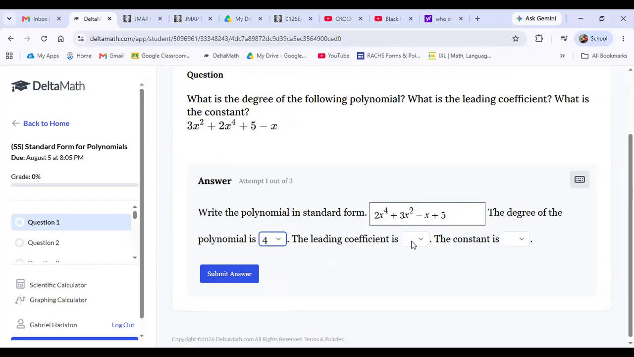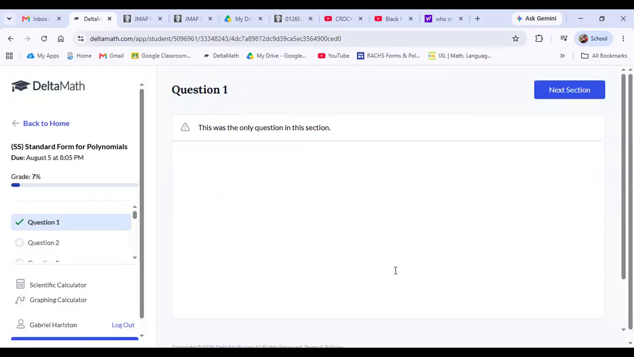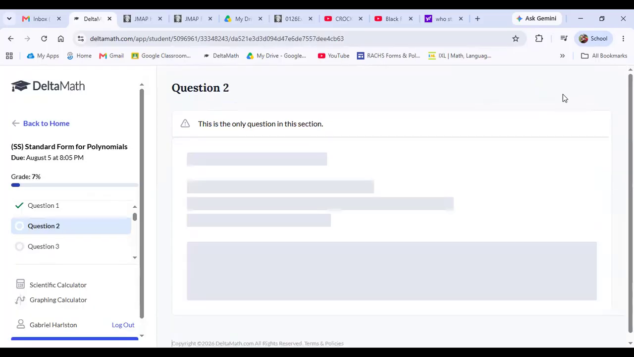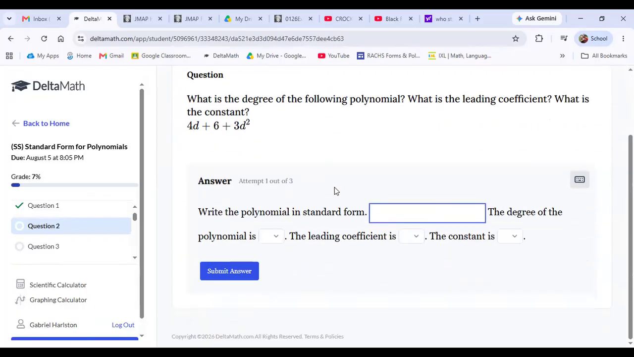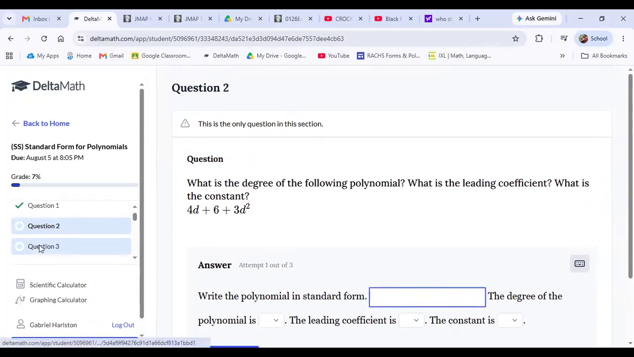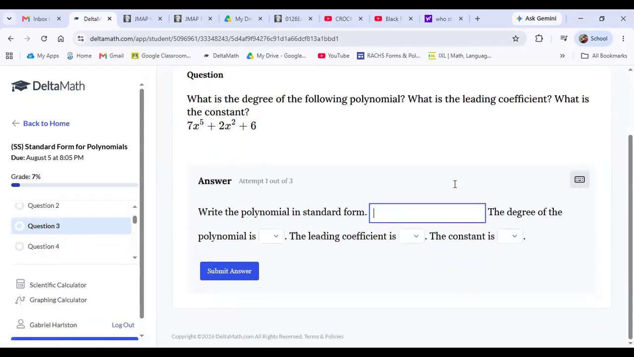What's the leading coefficient? The leading coefficient is 2. What's the constant? The constant is 5. And then that's it. Submit it. It says, nice job. Okay, let's do another one. Right. So this one, actually, I don't like this one. Let's go here. So now we have this.